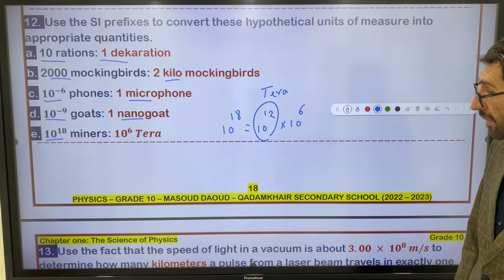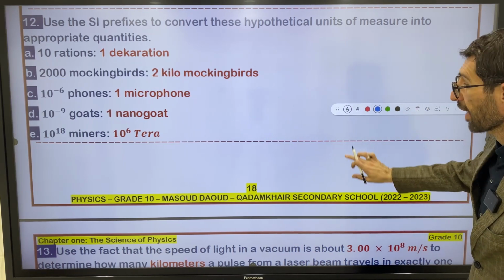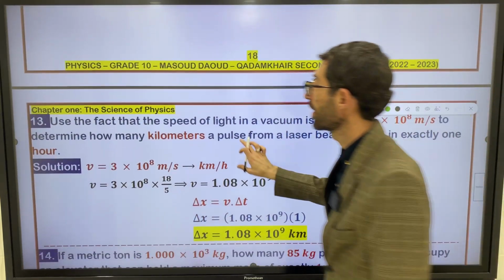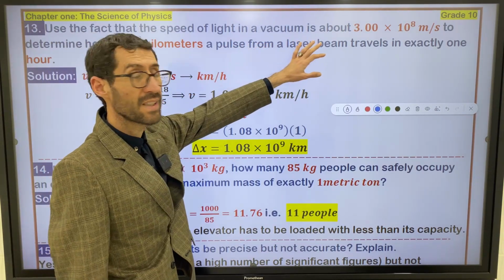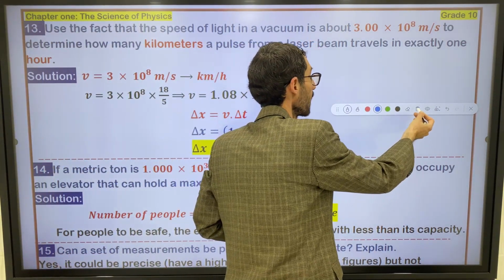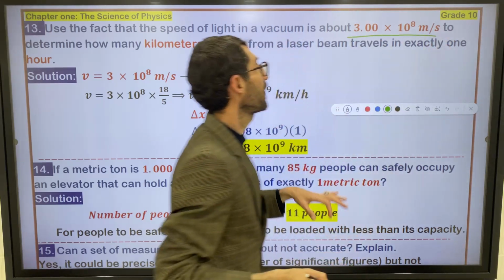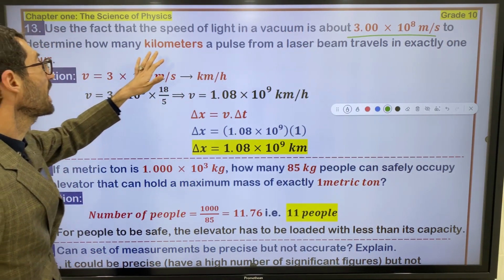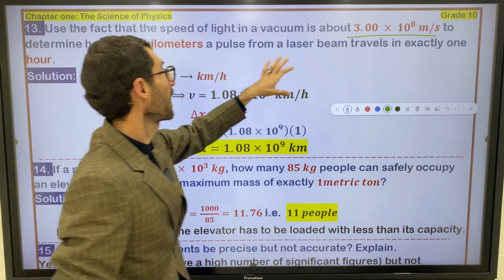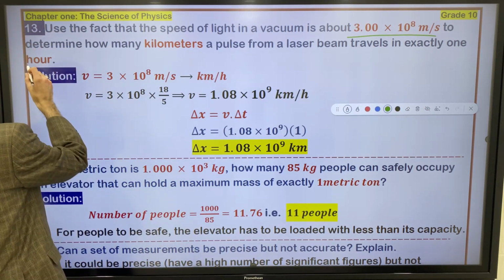Let's move on to another question. Question number 13. Use the fact that the speed of light in a vacuum, this is the speed of light, 3 times 10 to the power 8 meters per second, to determine how many kilometers a pulse from a laser beam travels in exactly one hour, right?